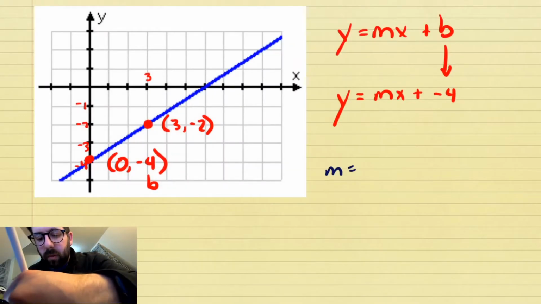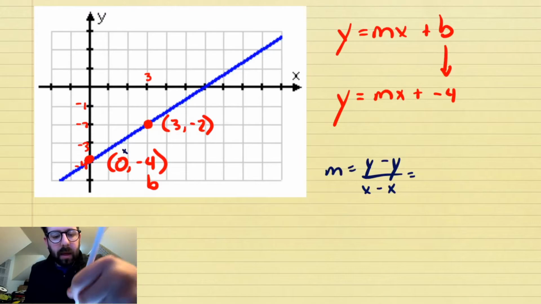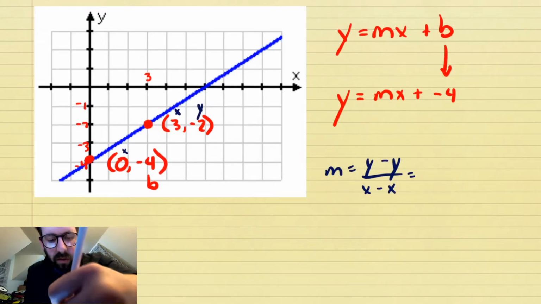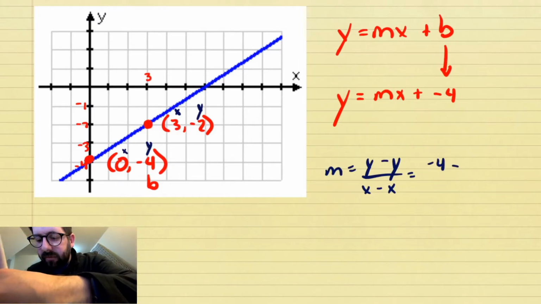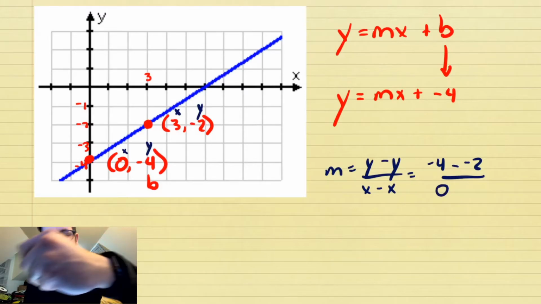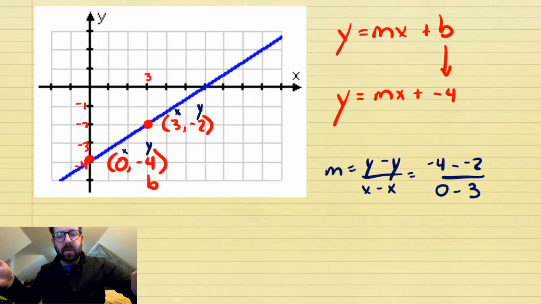So my slope formula, if you don't remember, is m equals y minus y over x minus x. So again, these are my x numbers, these are my y numbers. The y numbers go on the top, so -4 minus a -2. And then on the bottom, 0 minus 3. Again, I'm just going left minus right. So y minus y, x minus x.